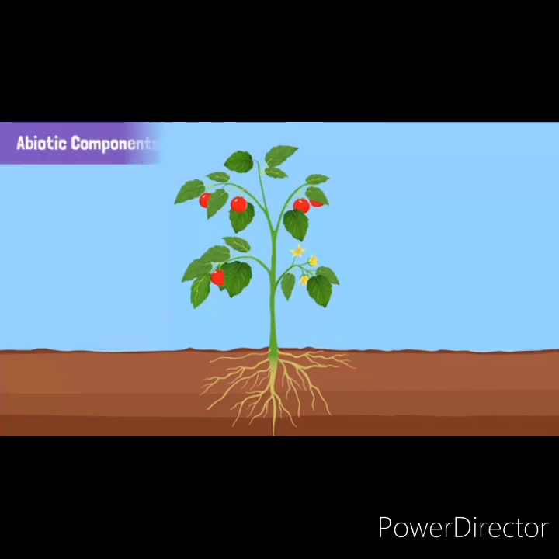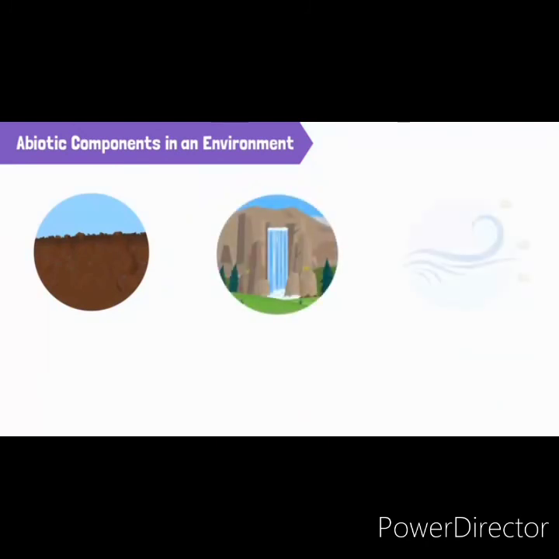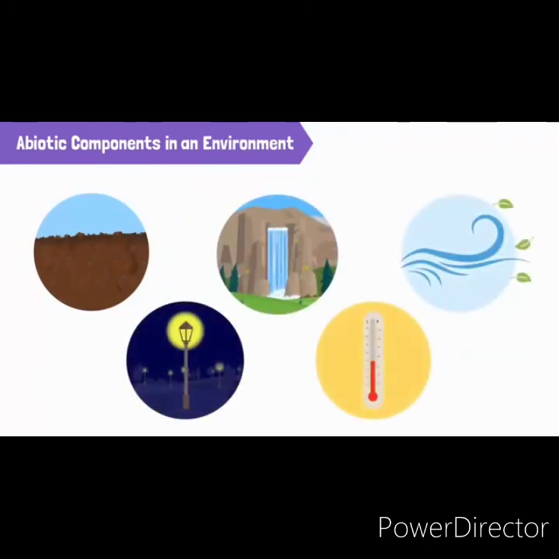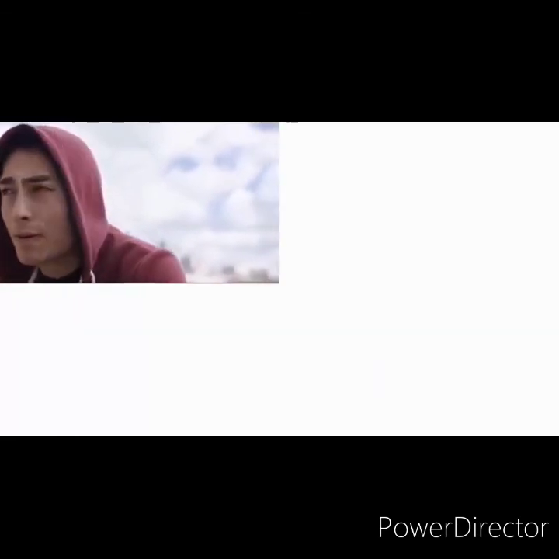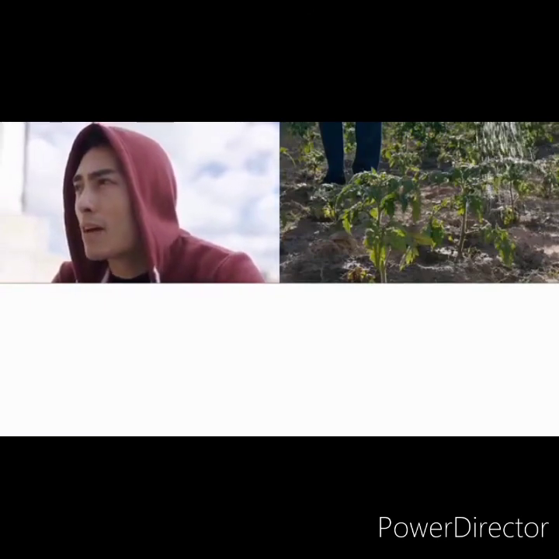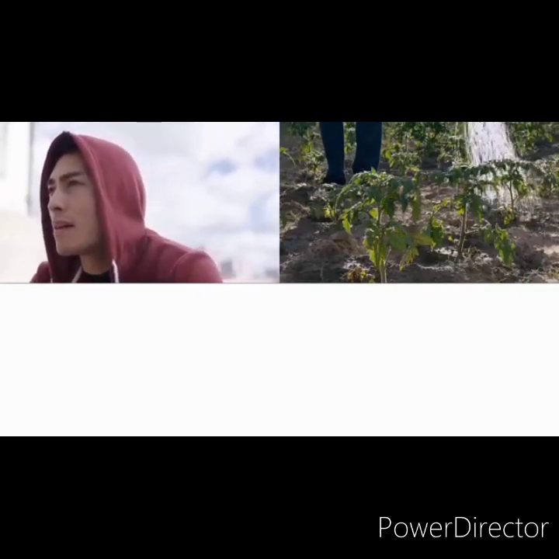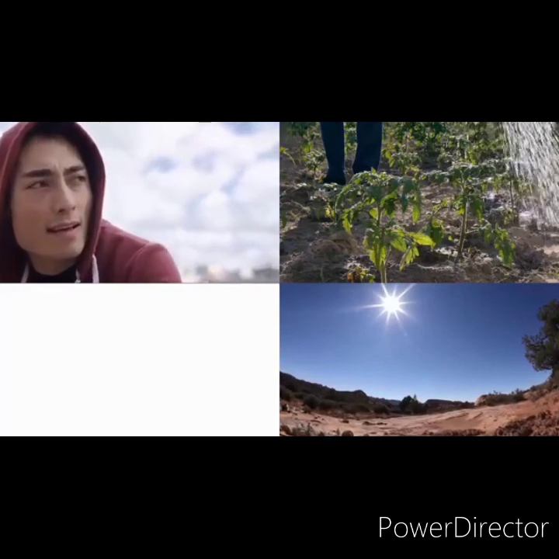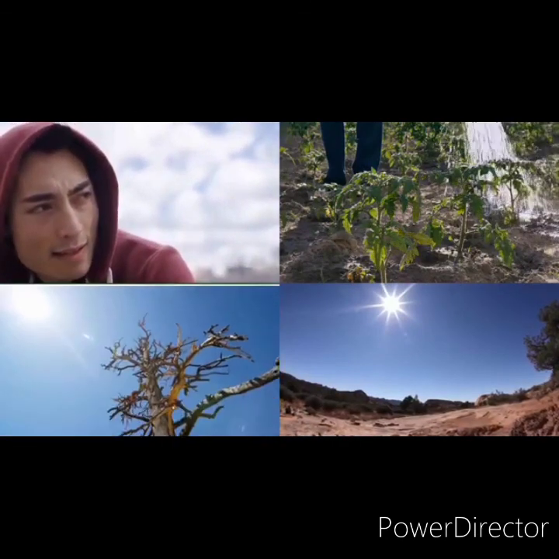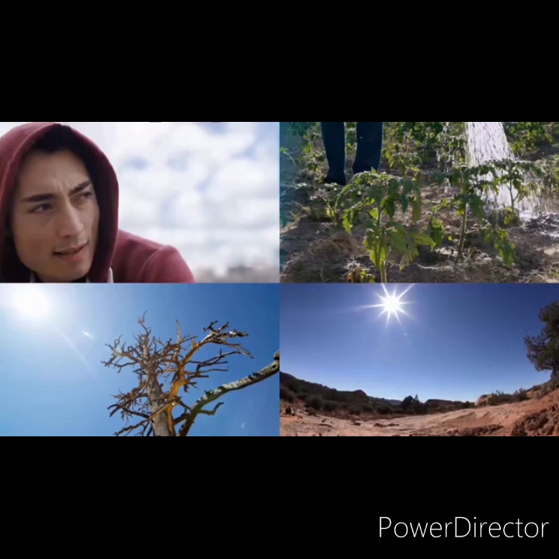This brings us to abiotic components. Soil, water, air, light, and temperature are all examples of the non-living or abiotic components of the environment. All biotic components need them for survival. For example, we need air to breathe. Plants need water and nutrients from the soil to grow. Different temperatures have different effects on both plants and animals. And without light, we wouldn't be able to see anything.